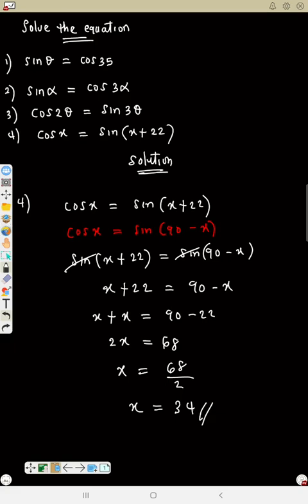So now if you see a question like this, what you need to do is that you should know the identities often. So you should know the identities often. Now I'll give you a question to practice on this one.